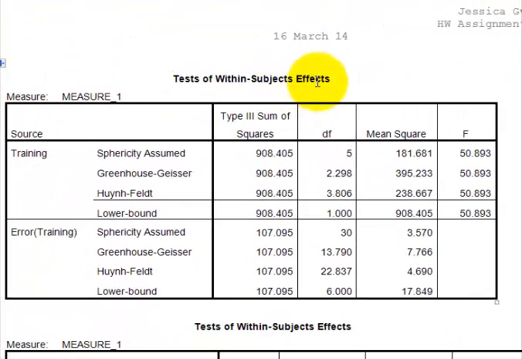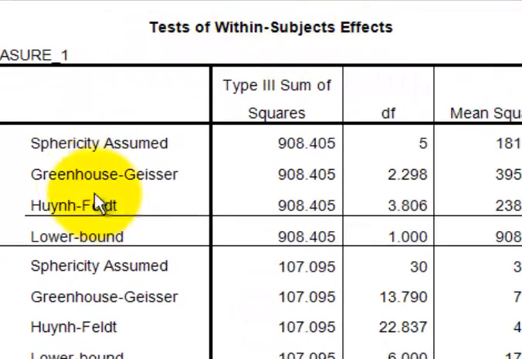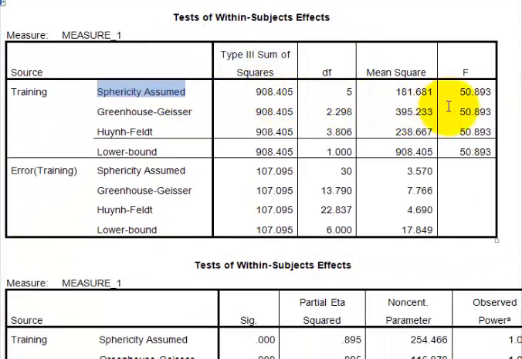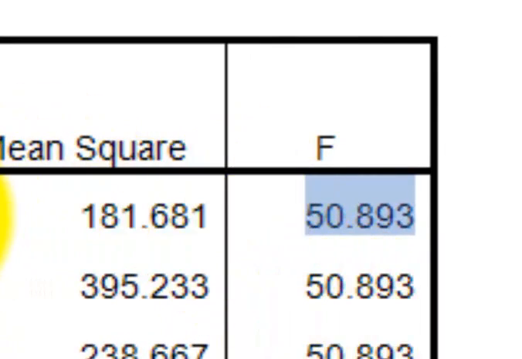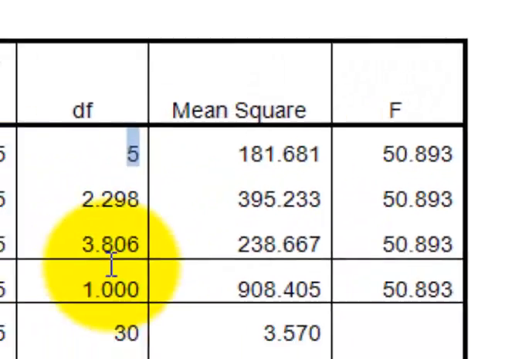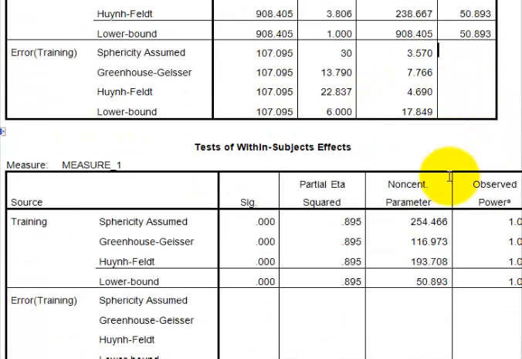We don't need that. Within subject effects: this is the box we use to figure out which F score we're going to use in our report. So this is the within subject ANOVA box. We're assuming sphericity, which we kind of proved. And this is the F you're going to report. It's 50.9-ish, and degrees of freedom is 5, which is the number of measurements minus 1. There were 6 measurements minus 1, that's 5. That part's good.